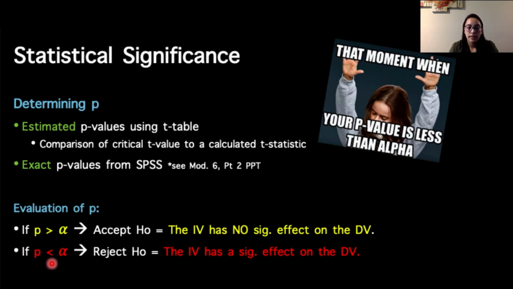In the other case, if p is less than alpha, then we reject the null hypothesis and say that there is a significant effect of the independent variable on the dependent variable.